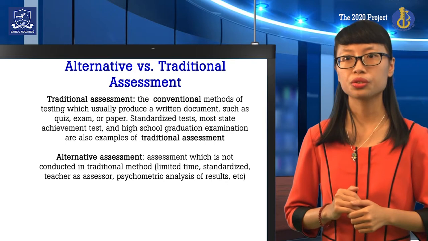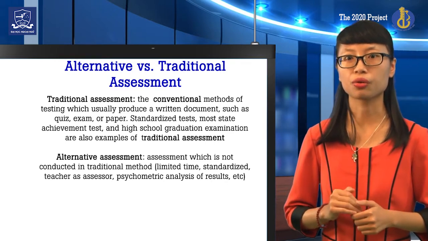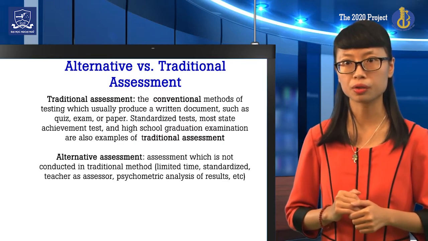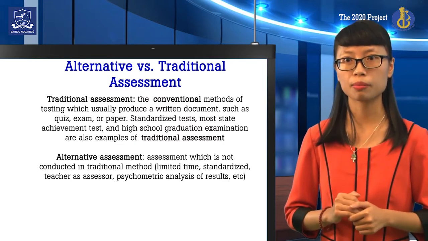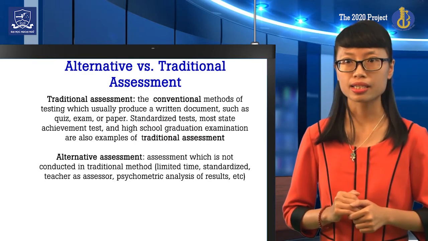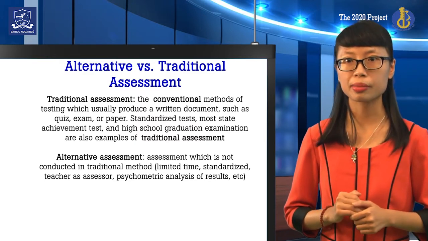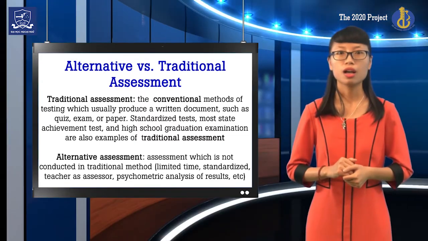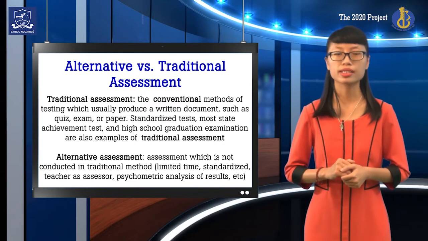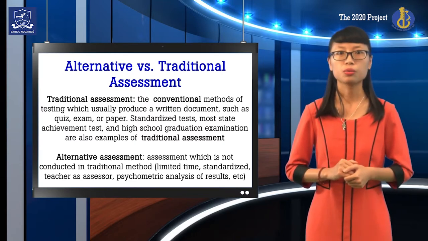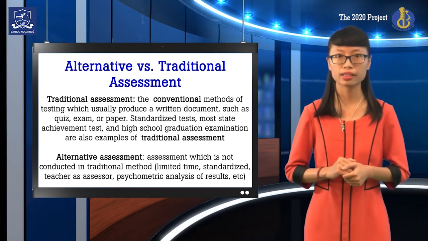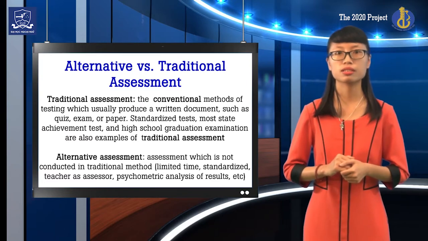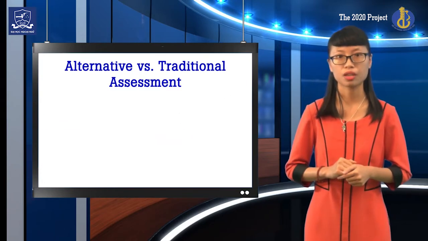In general, traditional assessments are the conventional and familiar methods of testing, which usually produce a written document such as a quiz, exam, or paper. Standardized tests and high school graduation examinations are some examples of traditional assessments. Meanwhile, alternative assessments are not conducted in the traditional method with limited time, standardized content and procedures, teachers as assessors, statistical analysis of results, and so on.